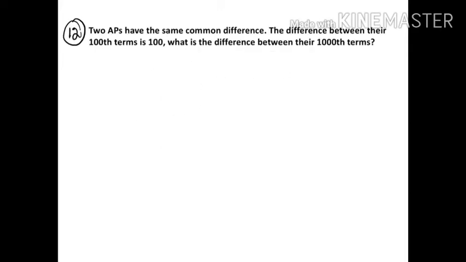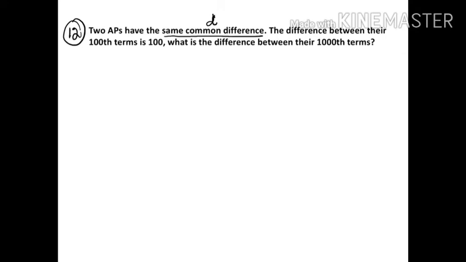Question number 12. Two APs have the same common difference. The difference between their 100th term is 100. What is the difference between their 1000th term? Two APs have the same common difference, D. However, the first term of both the APs are going to be different, and that is how the two APs are going to be different even though they have the same common difference.